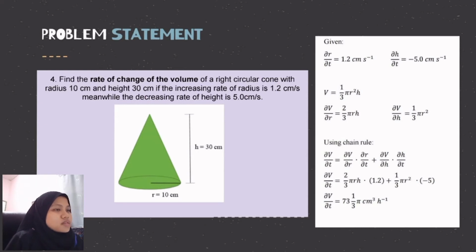After that, for dV/dh we ignore the radius and derive the height, and then we got 1/3 pi r squared. Then we substitute all the answers we got into the general formula. After we calculated it, we got 73/3 pi cubic centimeters per second.